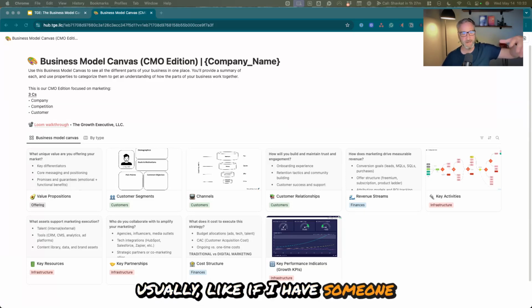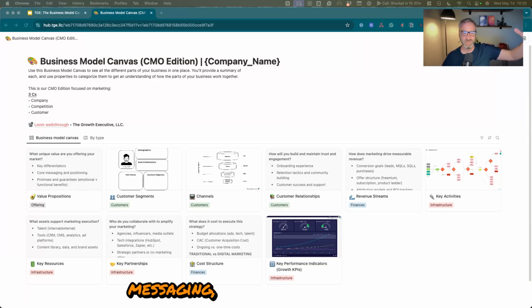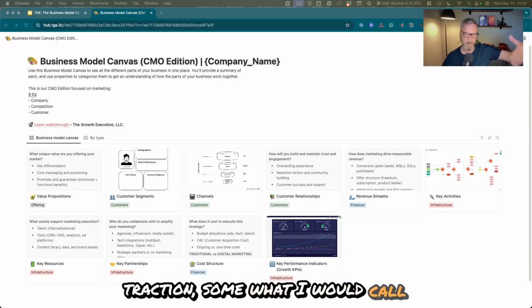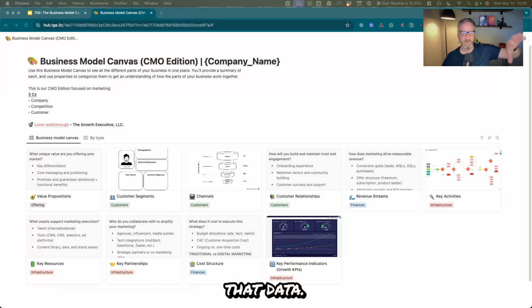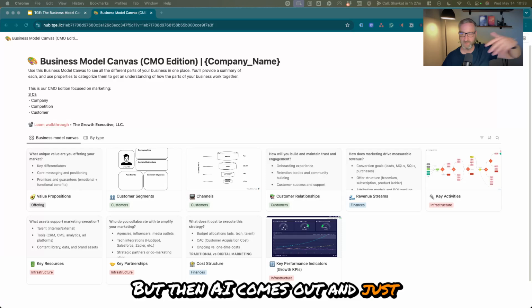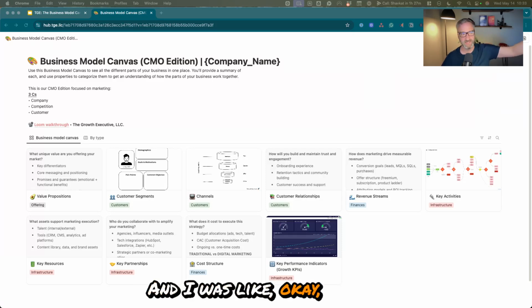If I have someone come to me with established messaging, they've got clarity on where they're going, they've already got some traction, some of what I would call product market fit, they might say, where do we go from here to scale up? So we're going to look at some of that data. In that case, we might say, let's go for search engine optimization. But then AI comes out and just totally knocks that out of the water. I was like, okay, is that still relevant? And yes, it is. There are some ways to do that, but it's a longer play.